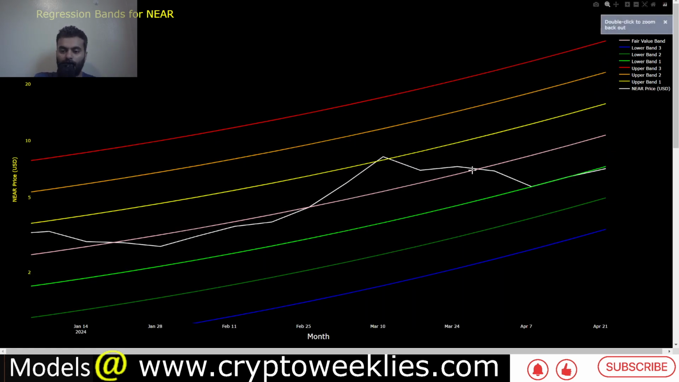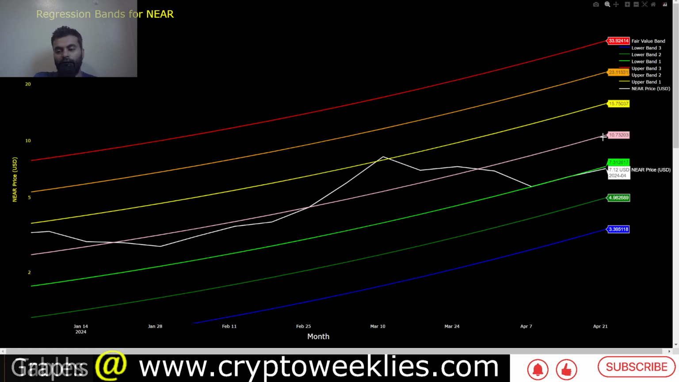On this one, the key idea is if the price, the line in white, is below this pink line, which is the base regression function, that means the crypto is undervalued. Like this, Near is at around $7, whereas its fair value regression band is at around $10.73. The one standard deviation peak is at around $15.75. The two standard deviation peak, again 95% confidence, is at around $23, and at 99% confidence, the three standard deviation peak is at around $33.